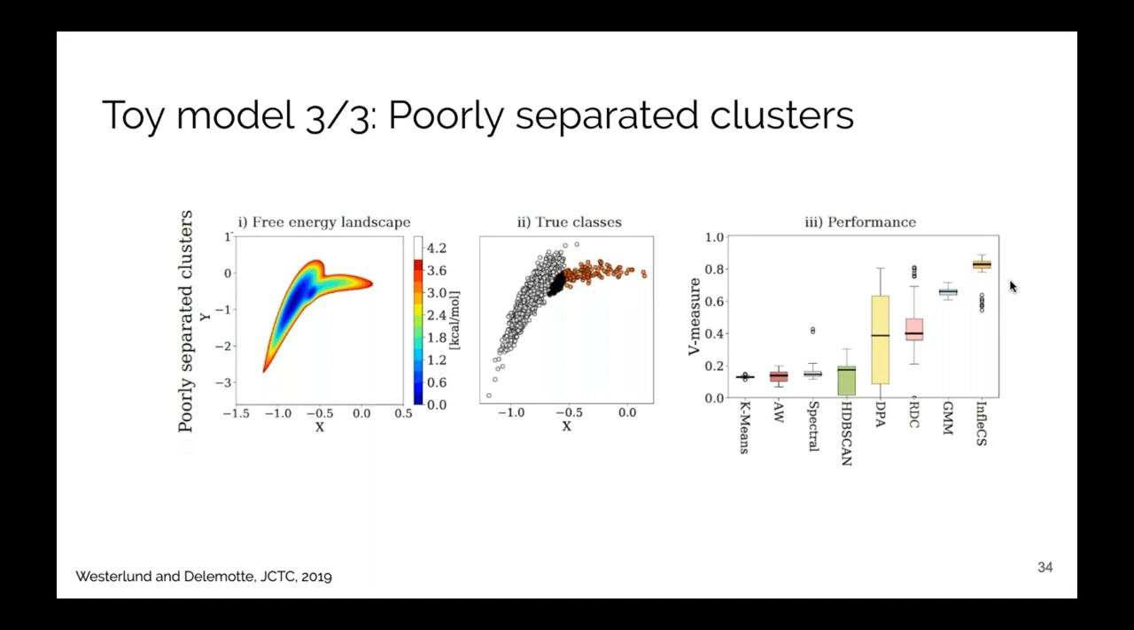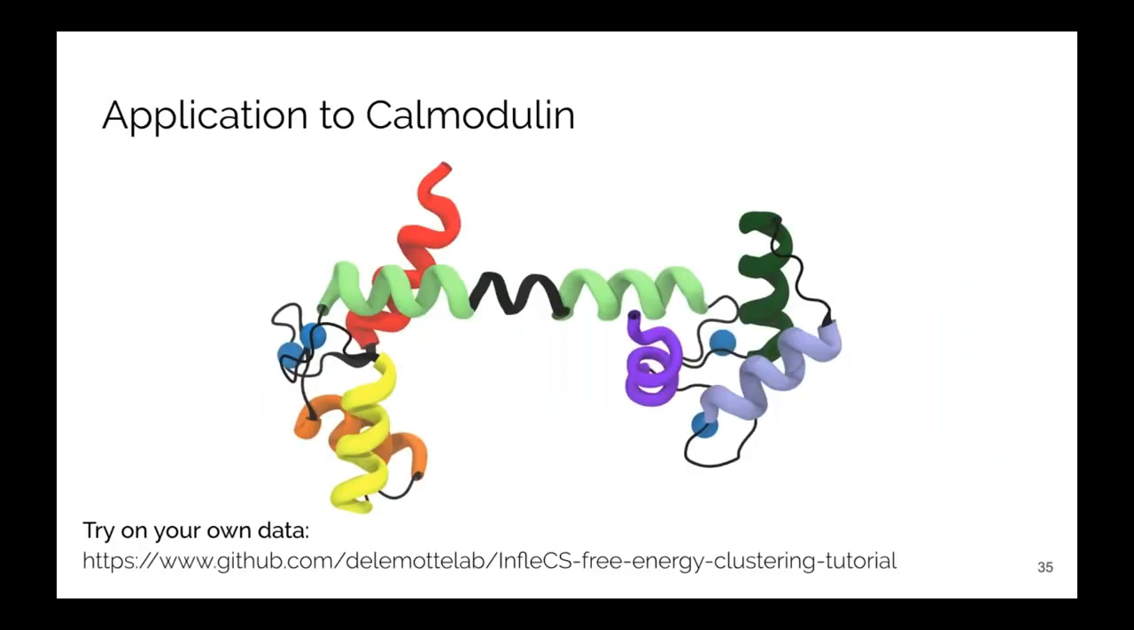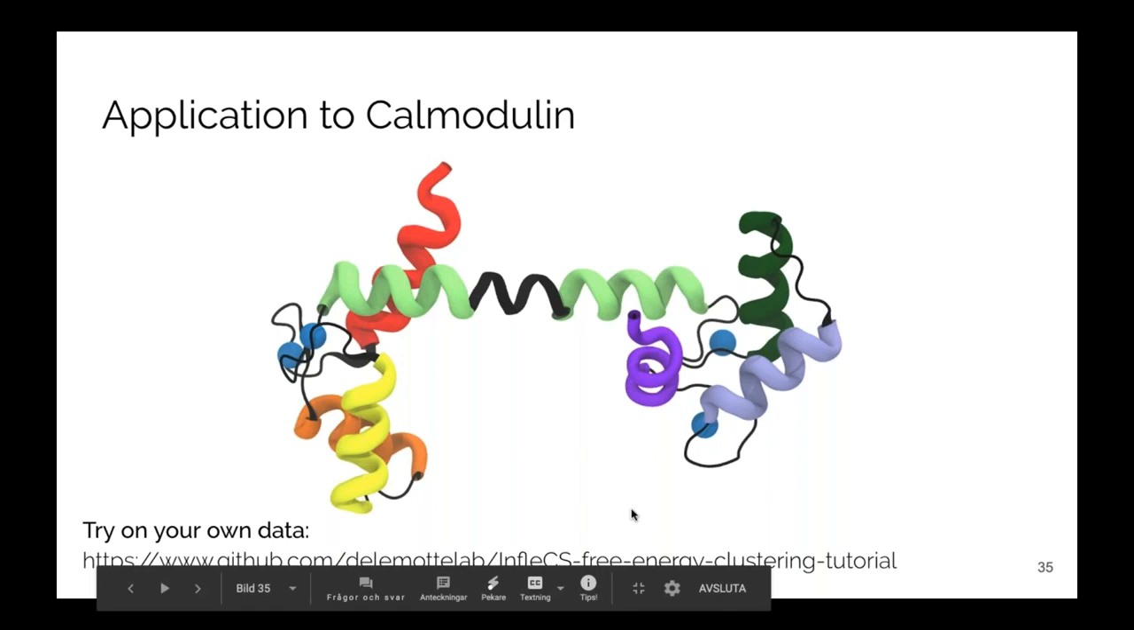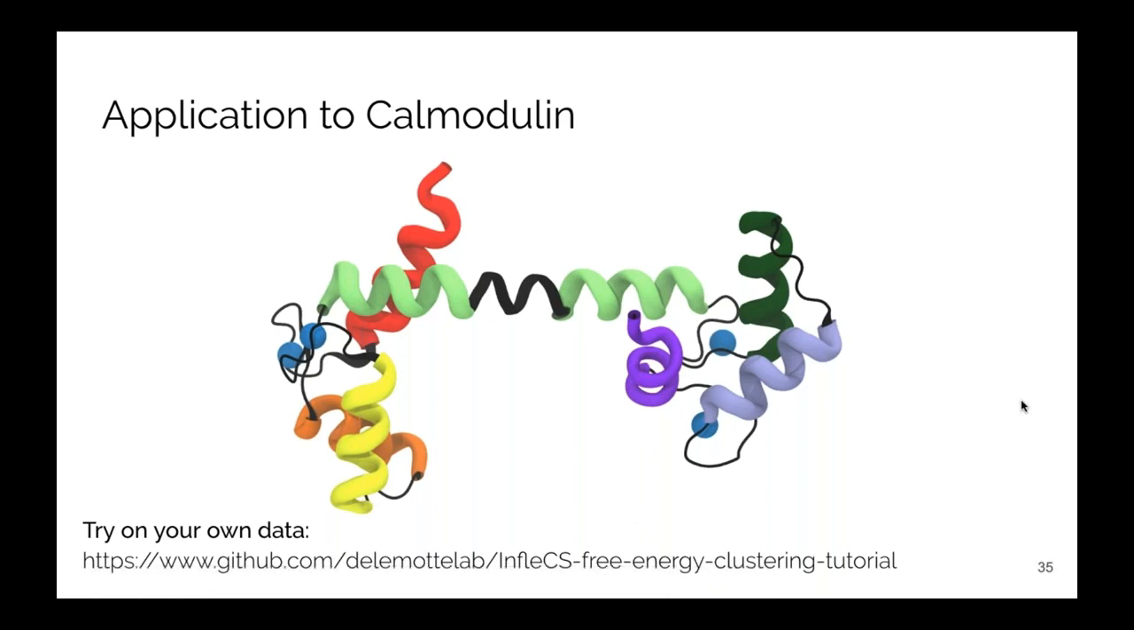So what we can say is that basically no clustering method is perfect and can handle all types of data sets, but it seems like InfleCS is able to handle the type of data that we expect to get from MD simulations. We did prepare a Jupyter notebook tutorial for this clustering, and it's available on the Delmot Lab GitHub. So you can go in there and try this on your own data. We have here adapted it to calmodulin to show you how to do the clustering.